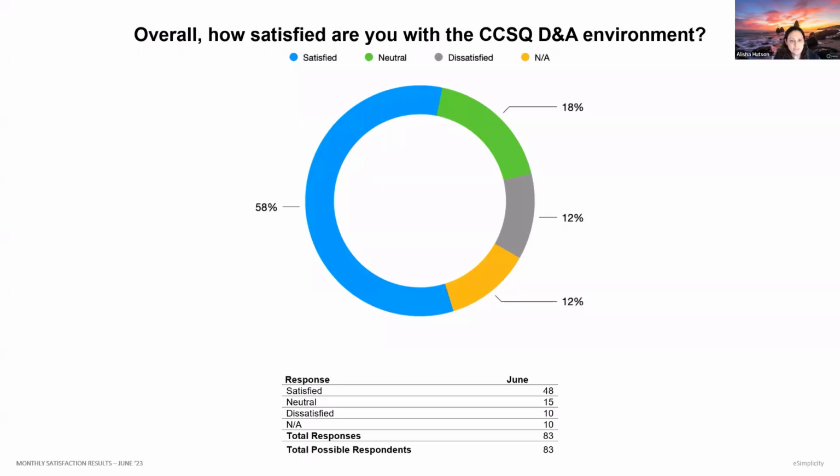Next slide, please. As we get into the results, it's important to understand that we've combined very satisfied and somewhat satisfied into satisfied, and very dissatisfied and dissatisfied into dissatisfied, to make the data a little bit more robust and meaningful based on the counts you can see here below. The first question is, how satisfied are you with the CCSQ DNA environment? 58% of our users reported they were satisfied, 18% were neutral, 12% were dissatisfied, and 12% not applicable.